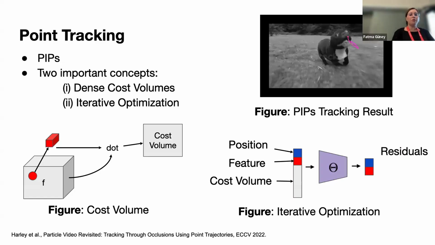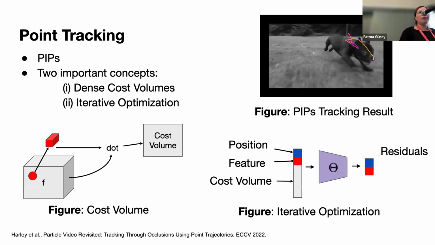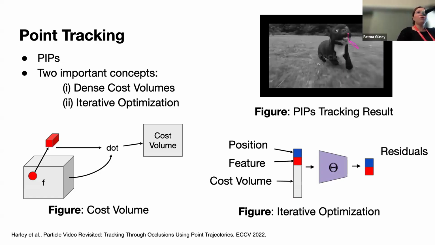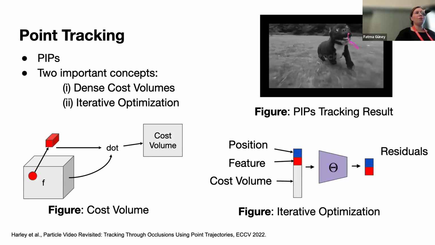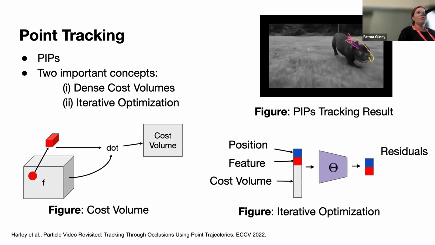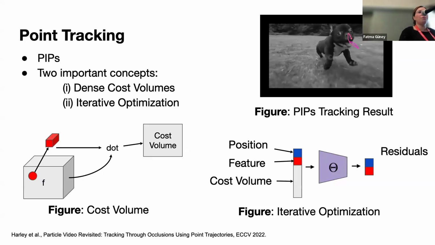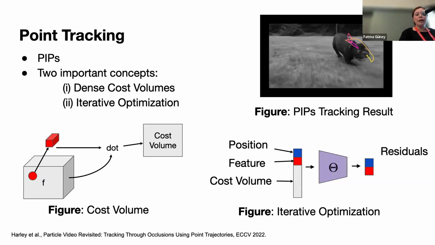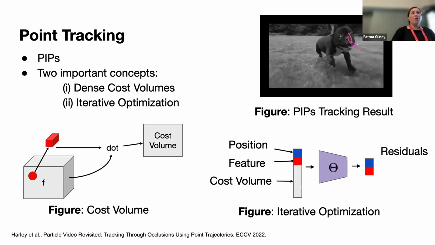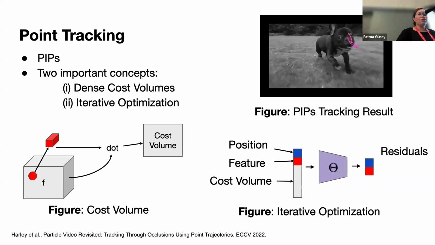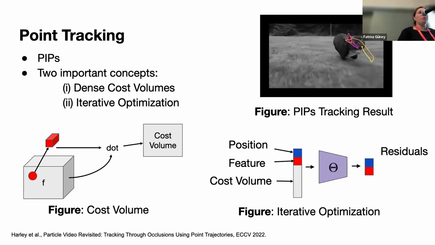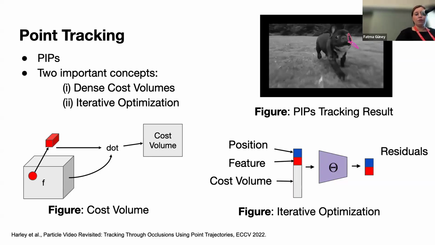Why do we need iterative optimization? Because we are doing this tracking across frames, right? Again and again. And we want to update the position and the feature of the point while tracking it based on the new information that we have about the point on the new frame, right? And we do that by using all the information we have about the point so far, its position, feature, and the part of the cost volume related to that point.